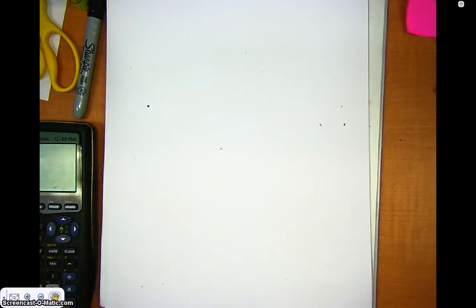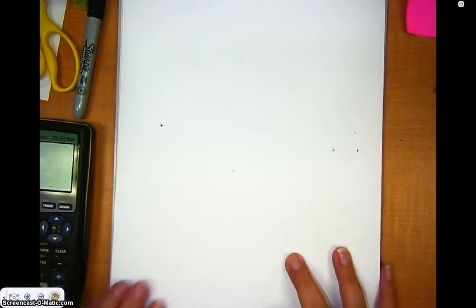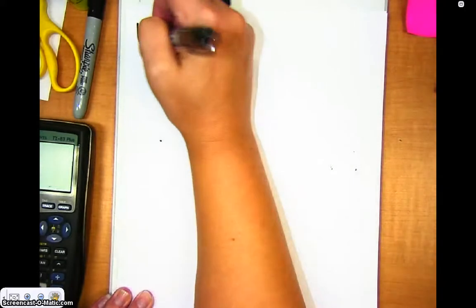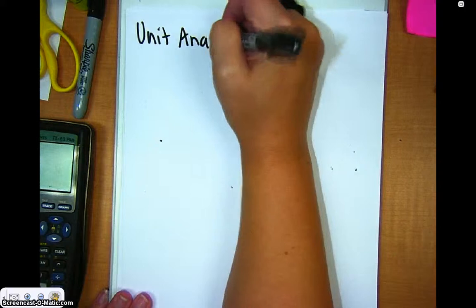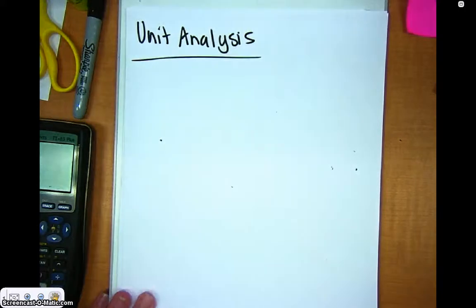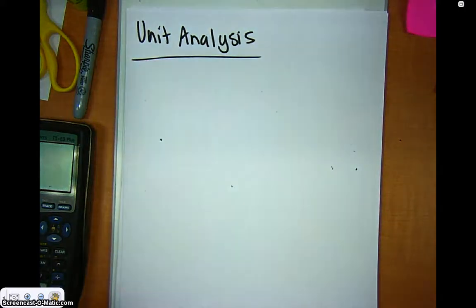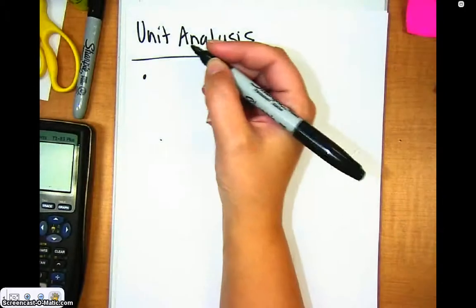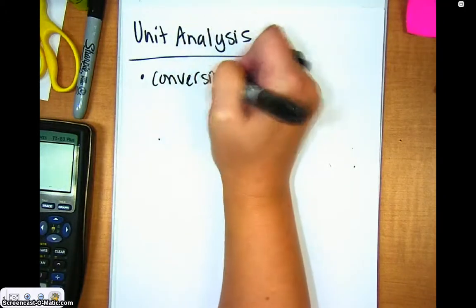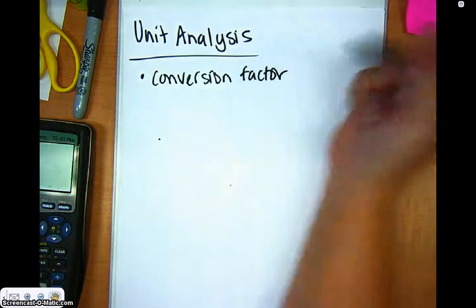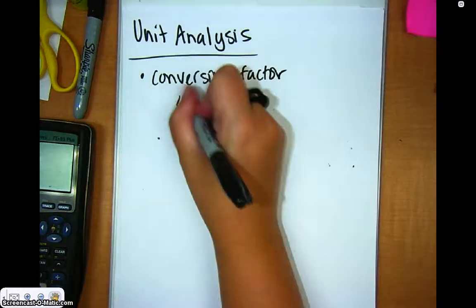In physics, we may be asked to solve a problem in terms of variables that we're not given. So we have to be able to do something called unit analysis, and it's also called the factor label method. You have probably learned how to do this if you have taken chemistry already. So we're just going to do a review of unit analysis. Unit analysis is going from one unit to another using a conversion factor. And a conversion factor is equivalent to 1.